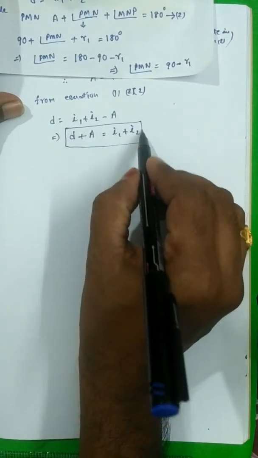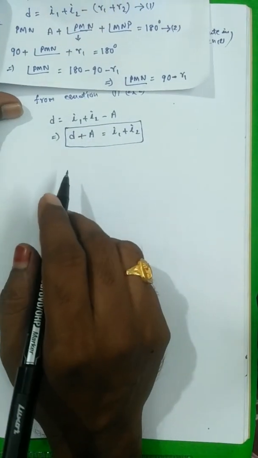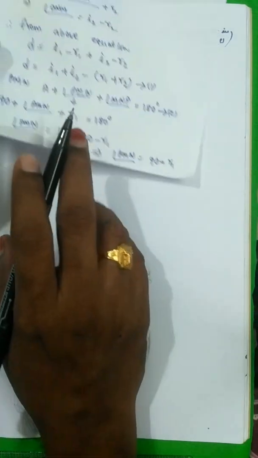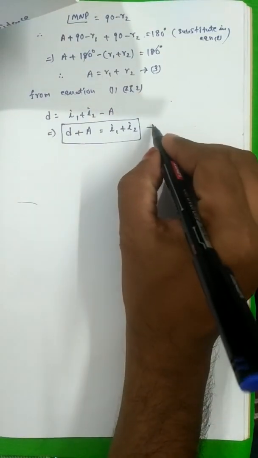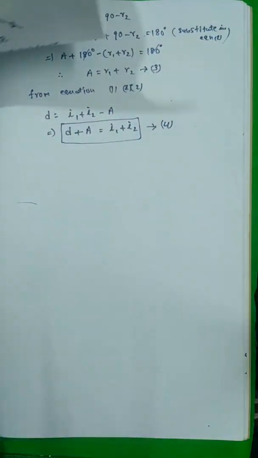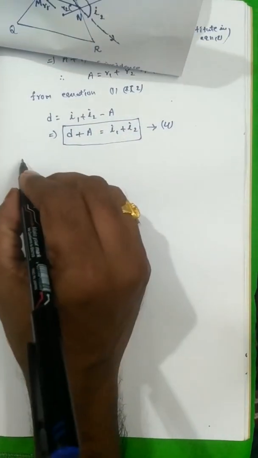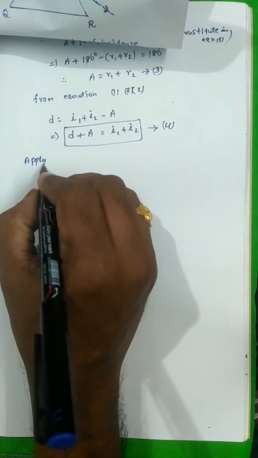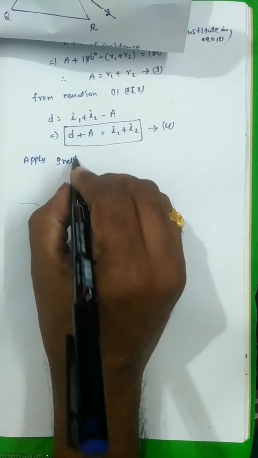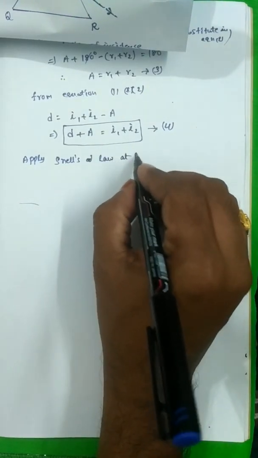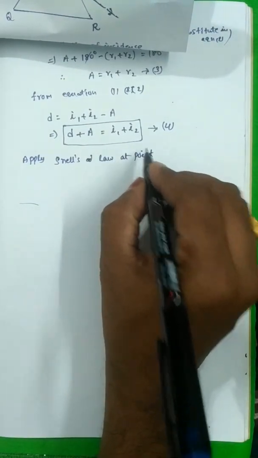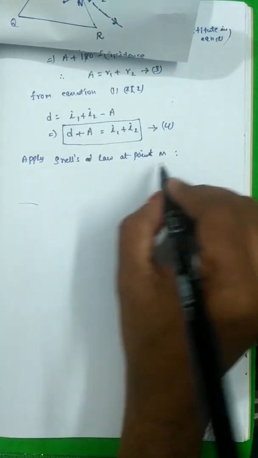Now our aim is to derive the relation for the refractive index of the prism. We call this equation 4. Now we have to apply Snell's law at point M. So what is Snell's law?